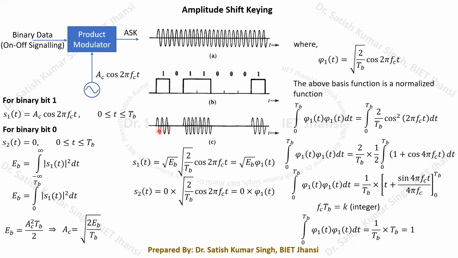It should be an integer multiple. Okay, it should be an integer value. So within this TB duration, the number of cycles that we have got should be an integer value, so that we can calculate also.